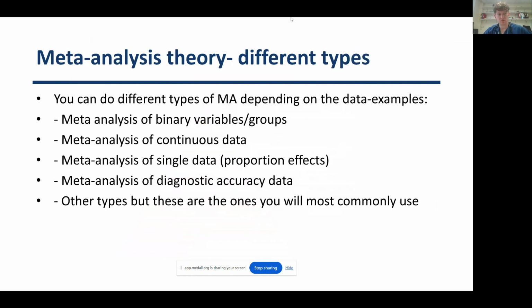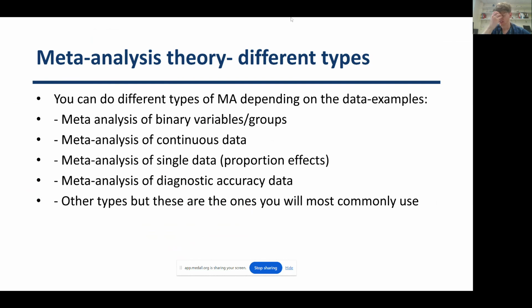Here's a little bit of information regarding the different types of meta-analysis one could perform. Essentially, that's driven by the data that you have and the clinical question you're trying to answer. I'll go through all of these in depth using some illustrative examples, but the most common is going to be a meta-analysis of binary variables and groups.